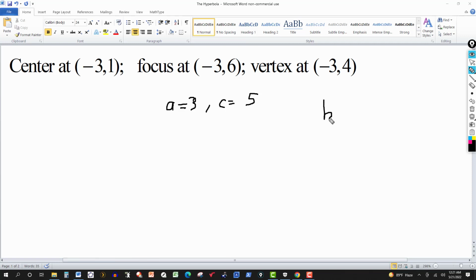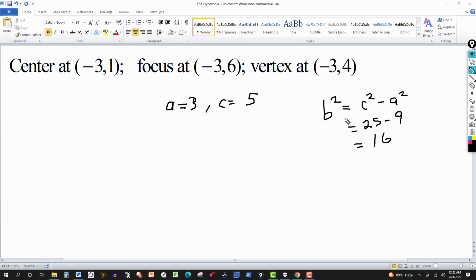We know that for the hyperbola, the relationship between a, b, and c is that b squared is equal to c squared minus a squared. So c is 5, so c squared would be 25. a is 3, so a squared would be 9. 25 minus 9 is 16.